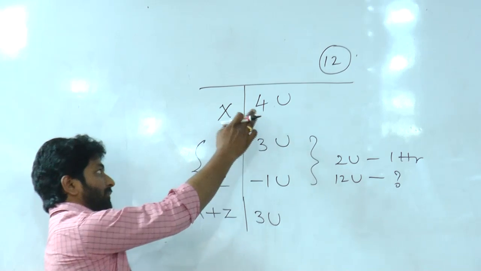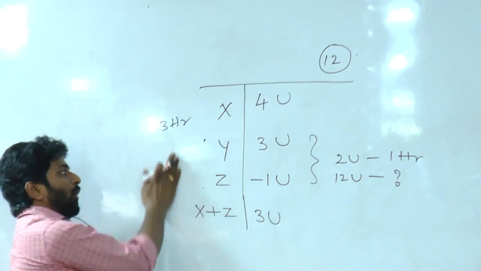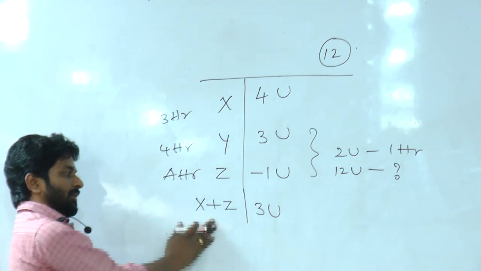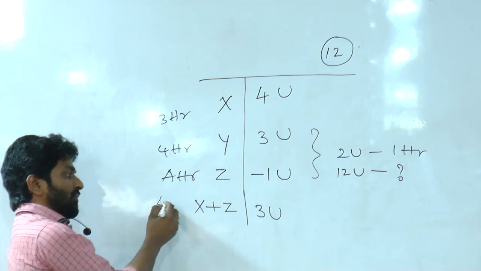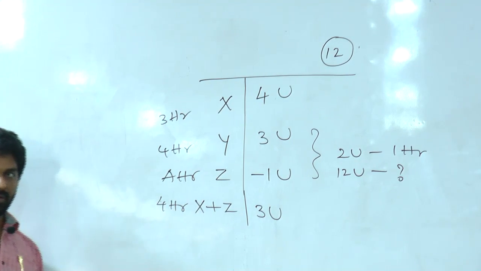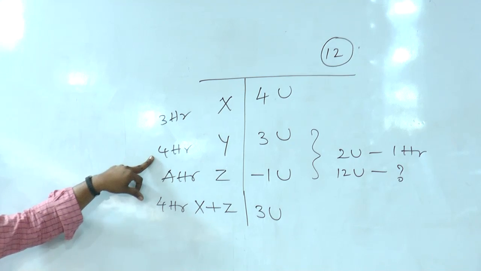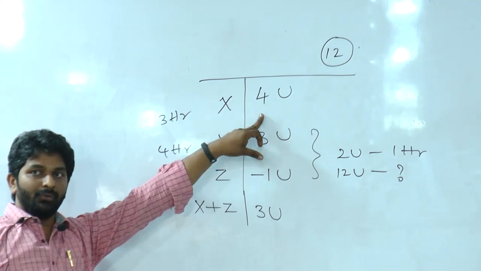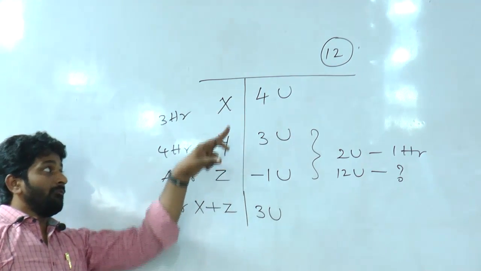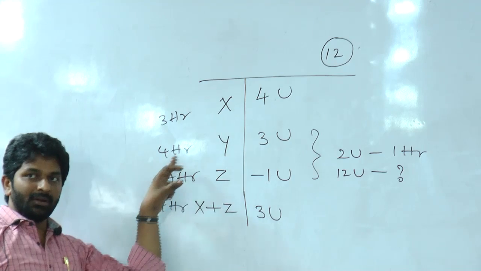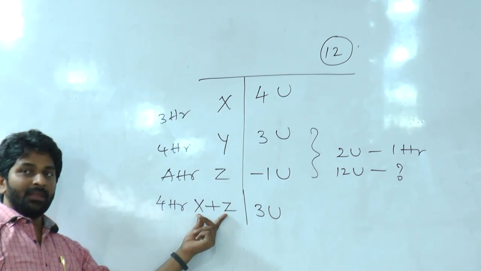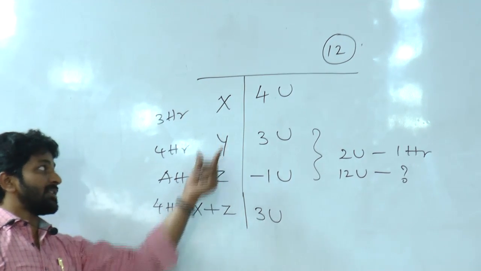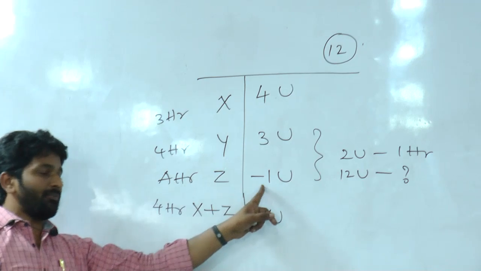X alone takes 3 hours, Y alone takes 4 hours, Z takes some number of hours, and X and Y together take 4 hours. For 3 and 4 take the LCM, treated as total work. X can fill 12 units in 3 hours, so per hour 4 units. Y alone fills 12 units in 4 hours, per hour 3 units. X and Y can fill 12 units in 4 hours, so per hour they do 3 units of work. Out of 3 units, X alone does 4 units, so Z is the outlet pipe which empties 1 unit per hour.